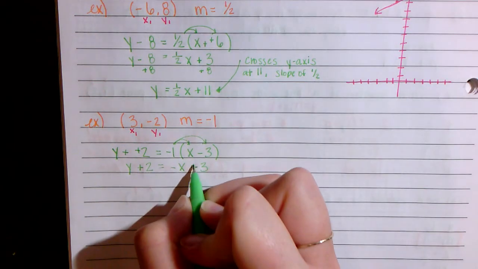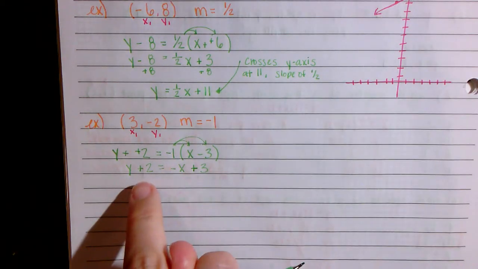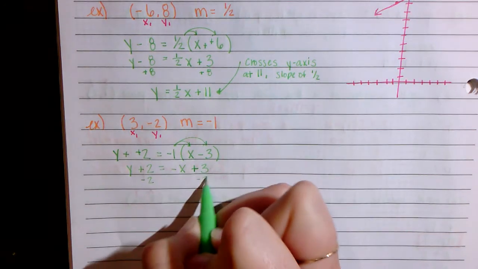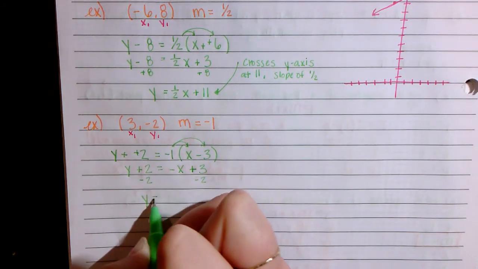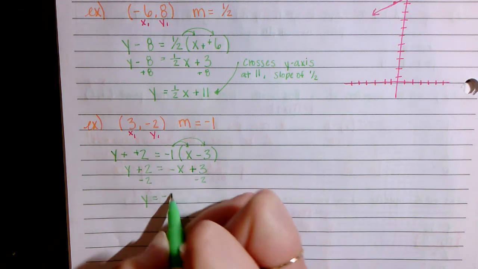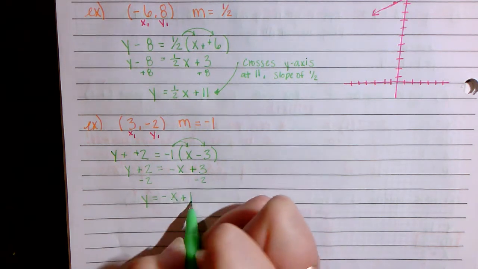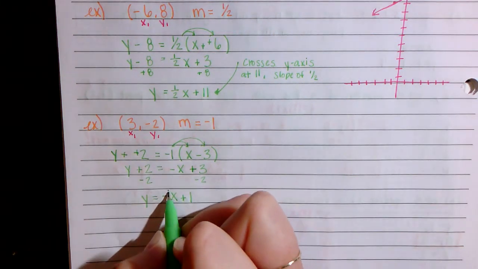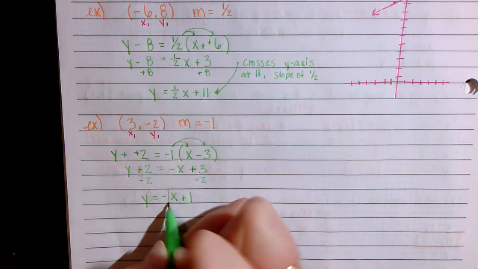It's positive 3. So now I need to do one more thing, which is get y completely by itself. So I'm going to move this 2 over here and write y equals negative x plus 1. Now, when you look at this, some of you are going to say, I don't see the slope. And I will tell you what I always tell you. What number is in front of that x that goes with that negative symbol? An invisible 1 that we can't see.